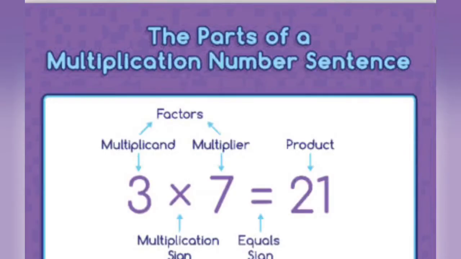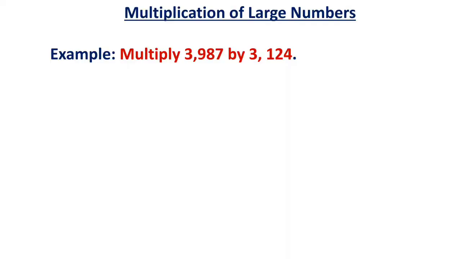So there are various parts of multiplication. Let's see over here, we have an example. 3 multiplied by 7 is equal to 21. Over here 3 and 7 are the factors. 3 is known as the multiplicand and 7 is the multiplier. When we multiply these two factors, we get the product as 21, and between 3 and 7 we have a multiplication sign, and we have an equal to sign also.